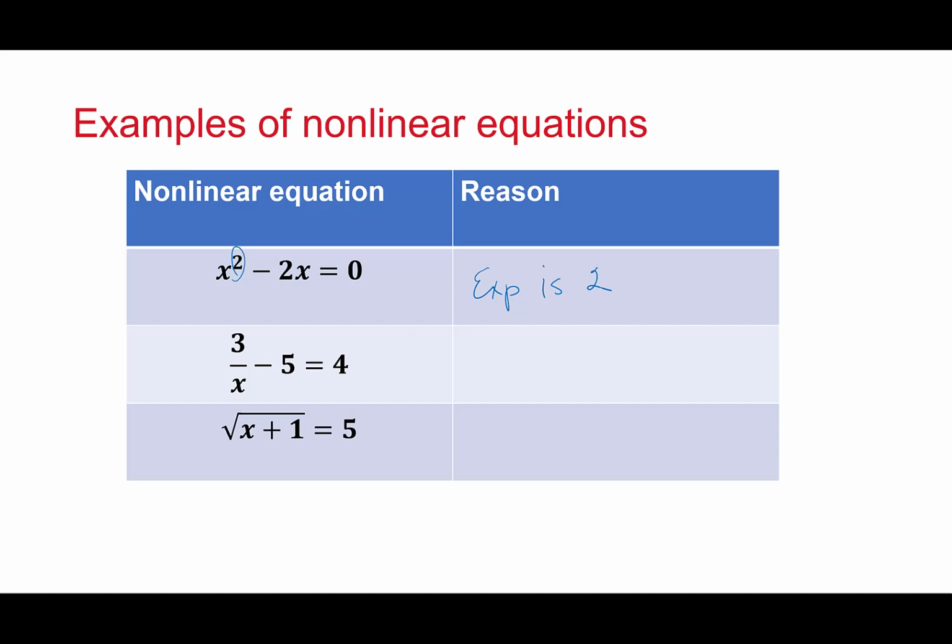The second equation is 3 divided by x minus 5 equals 4. Well, this is not linear because there is a variable in the denominator. And then we have square root of x plus 1 equals 5. And again, this is not linear because there is a variable inside the square root.